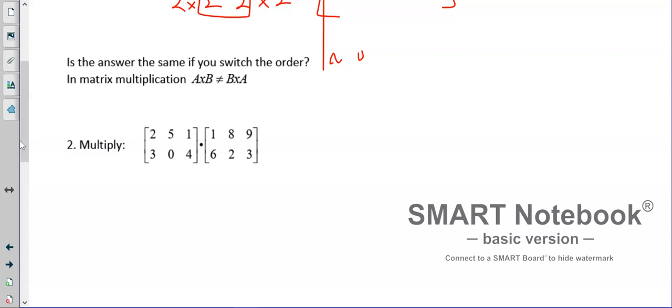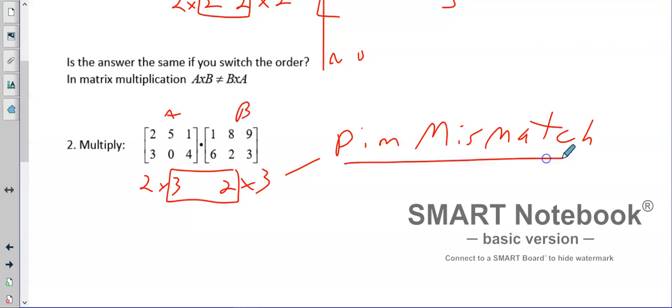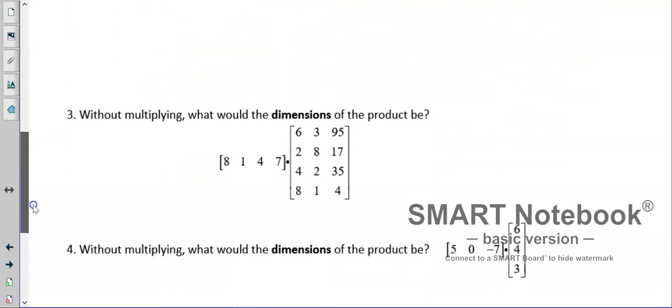All right, so number 2, we look at this and it's a 2 by 3. And this one's a 2 by 3. Okay, cool. But when we look at the inside, these numbers are not the same. Okay? It's called dimension mismatch. I'm not going to spend the time on it. But if you put this in the calculator, A and B, and you tried to multiply them, you would get this error message. That's not possible.